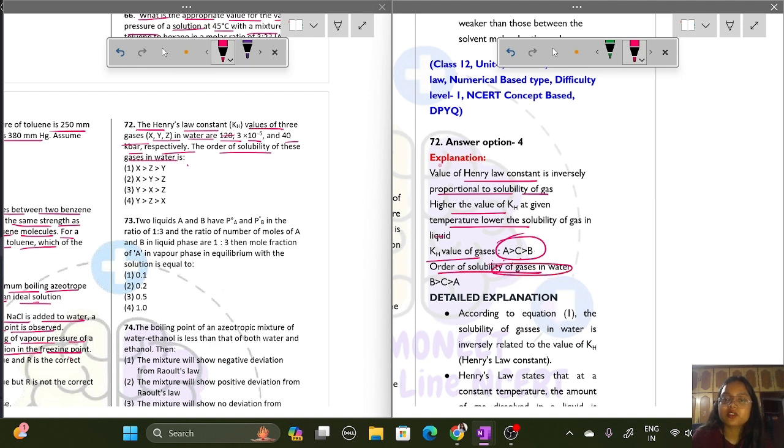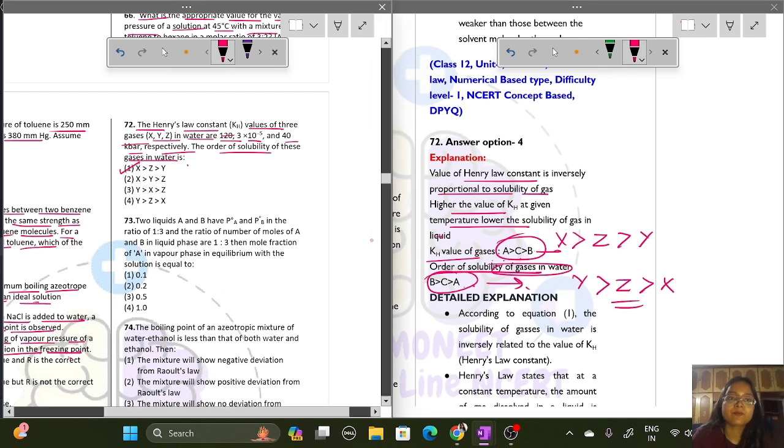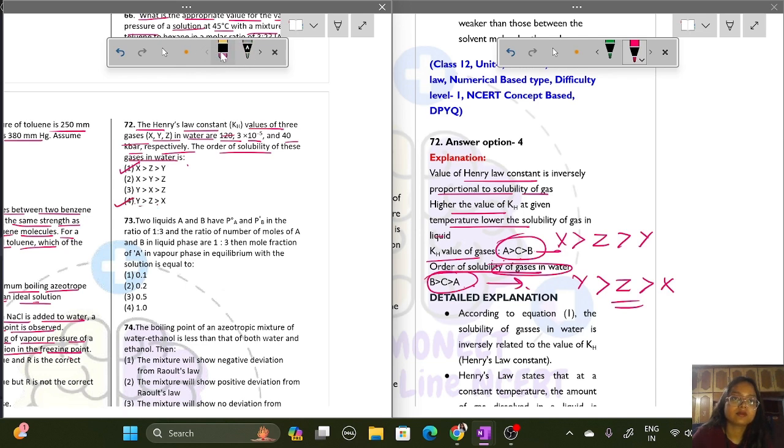So the order of solubility will be opposite to this order, right? So B greater than C greater than A, which means X, then Z, then Y. And in this case, it should be Y then Z then X. Y, Z and X, which means option 4. Option 4 is the correct option.